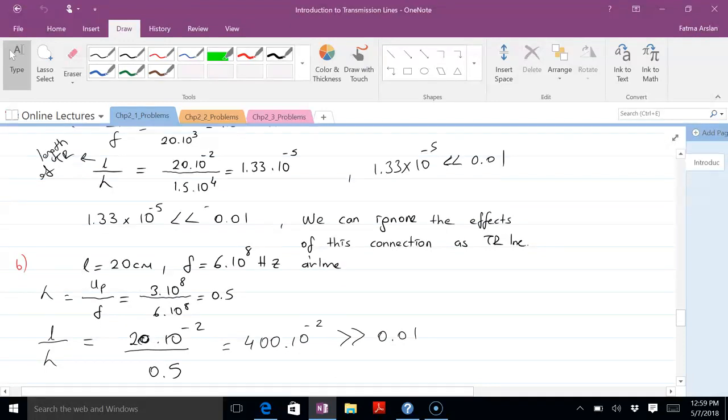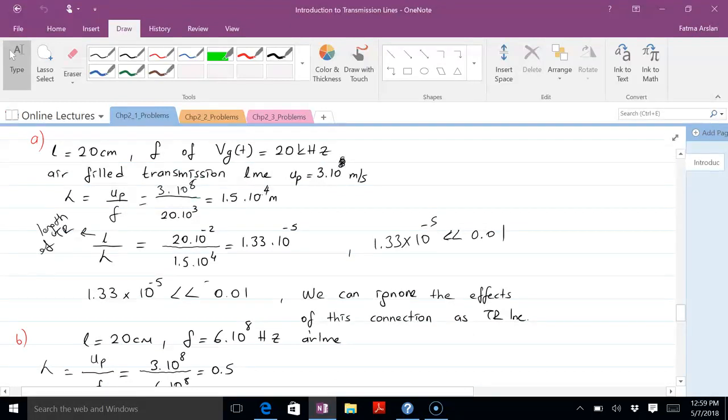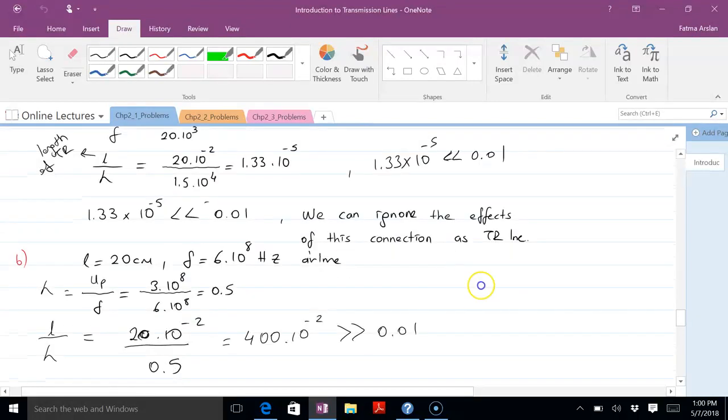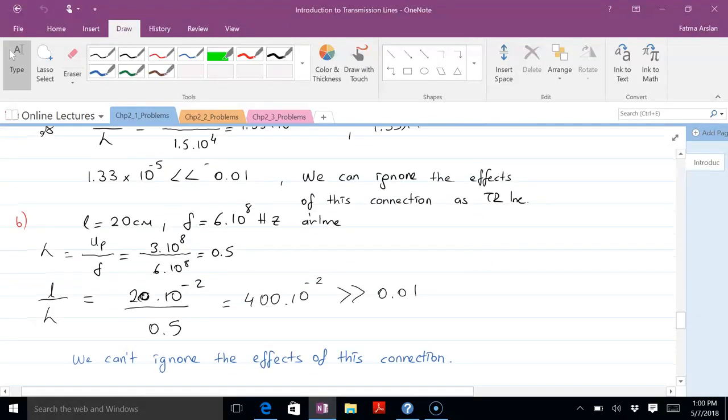But let's say we have the same length, but a larger frequency. This is almost a gigahertz, 6 gigahertz, still an airline. So let's do the calculations for this one. Lambda is 0.5 meter. And then the ratio is almost 4 × 10⁻¹, which is around 0.4, which is really big compared to 0.01. So that means we cannot ignore the effects of this connection.